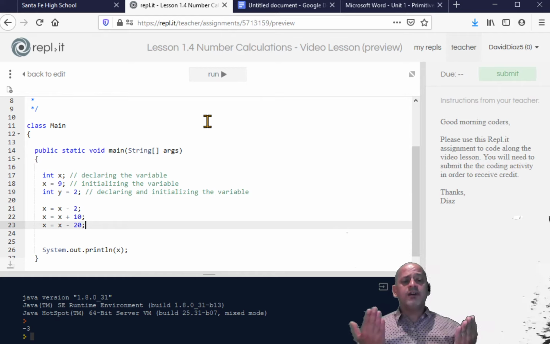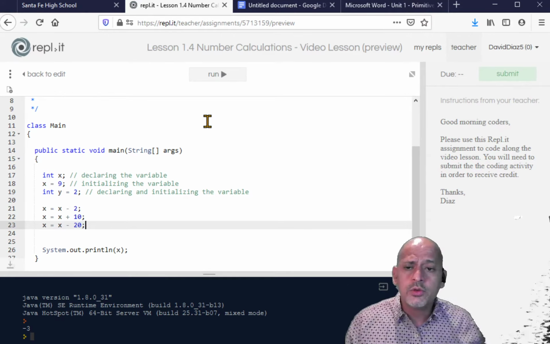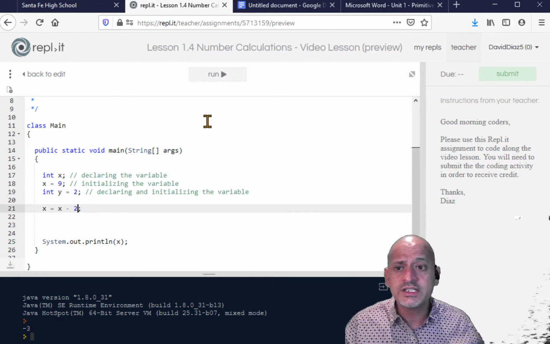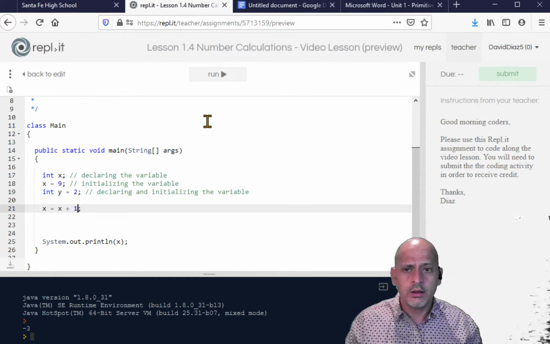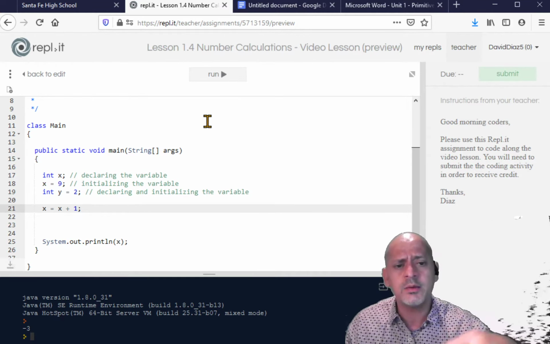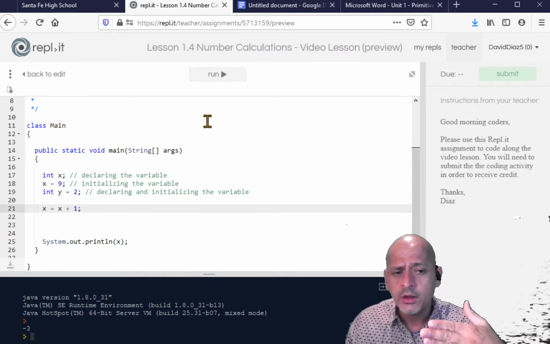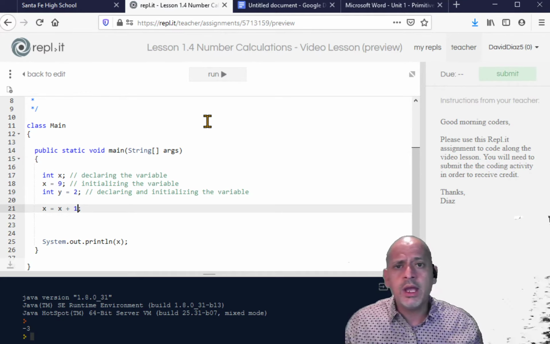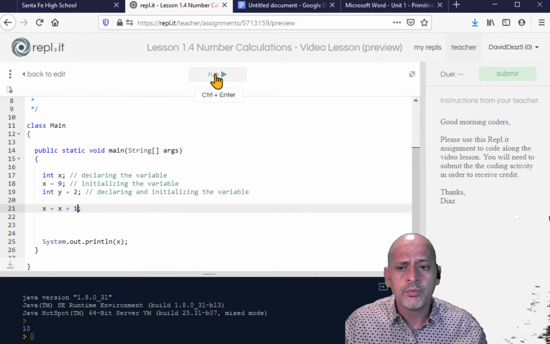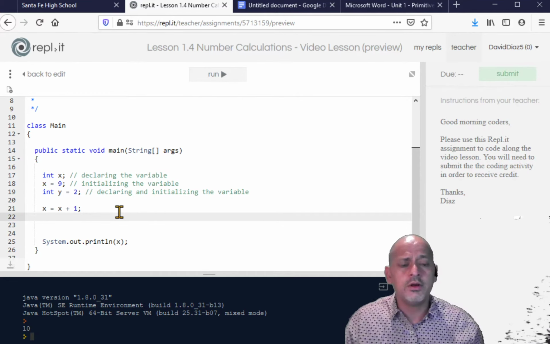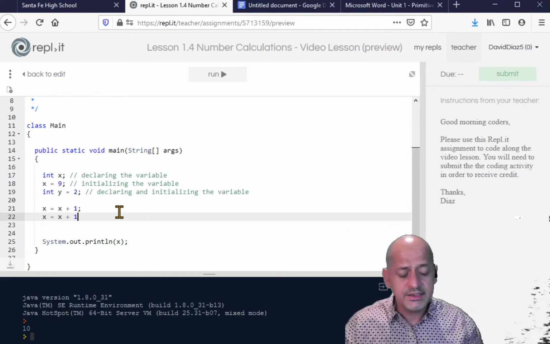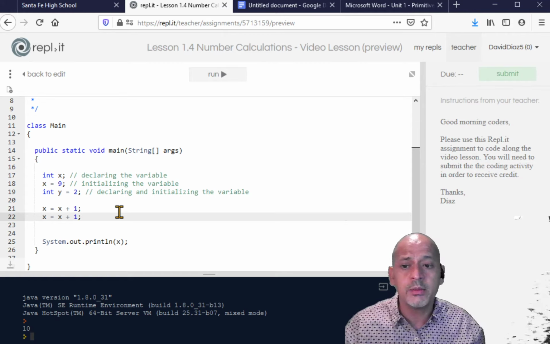Now, in Java, one of the things that we do quite often is increase the value by 1. That is because a lot of times we are counting. We are counting how many times we do an event. So many times we want to do x equals x plus 1, and we want to do that over and over again, because in programming that happens quite a bit.